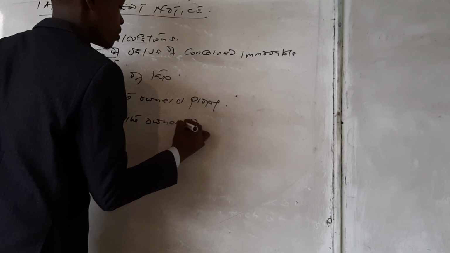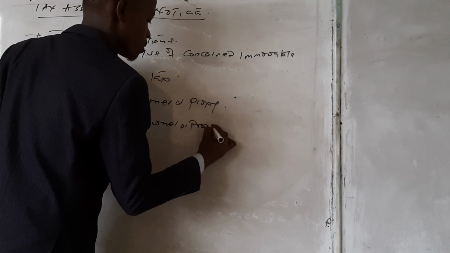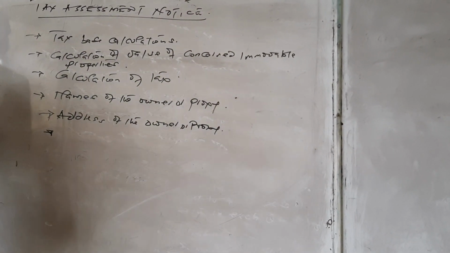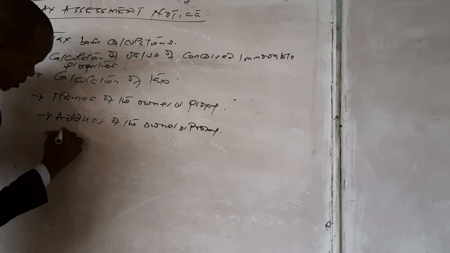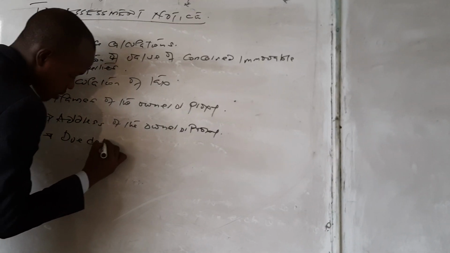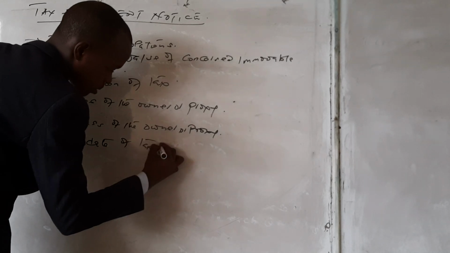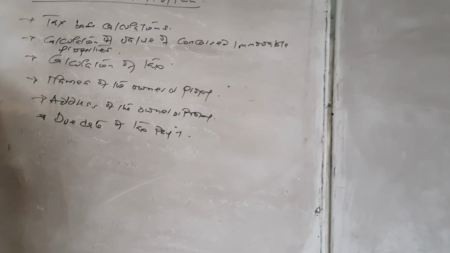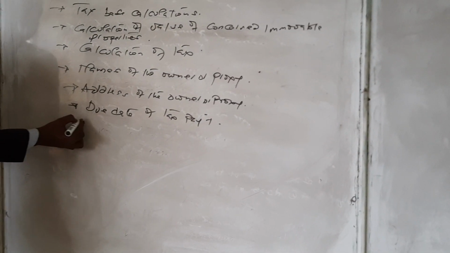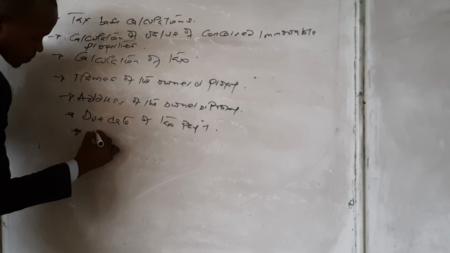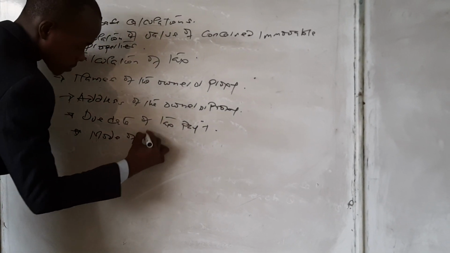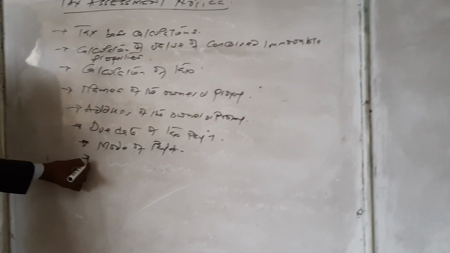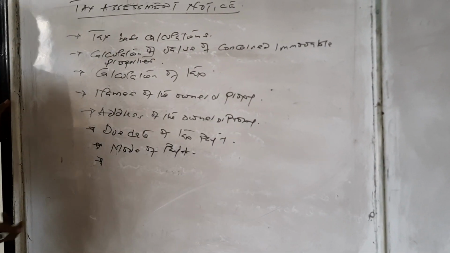The notice contains the address of the property. It also contains the due date of the tax payment, and the mode of payment. It also contains the consequences of late payments.